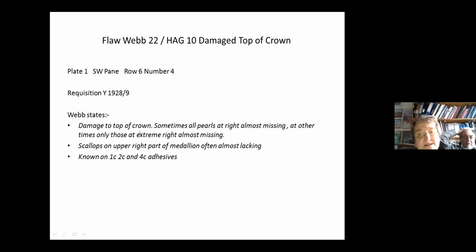Webb states that sometimes all the pearls at the right are almost missing. At other times, only those at extreme right are almost missing. Emphasizing there, the right-hand side has the damage. And then it mentions the scallops, the upper right part of the medallion, often almost lacking, and that it's only on the 1, 2, and the 4 cents.